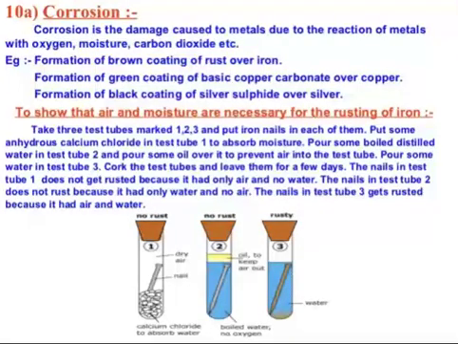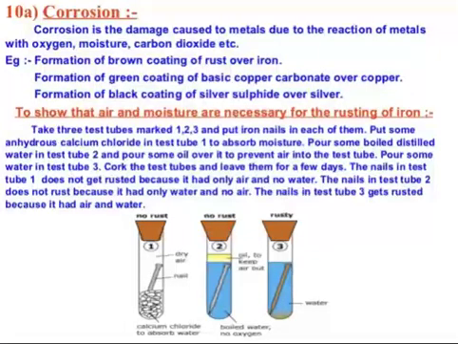To show that air and moisture are necessary for rusting of iron, take 3 test tubes, mark 1, 2, 3 and put iron nails in each of them. Put some anhydrous calcium carbonate in test tube 1 to absorb moisture. Pour some boiled distilled water in test tube 2 and pour some oil over it to prevent air from entering the test tube. Pour some water in test tube 3. Cork the test tubes and leave them for a few days.